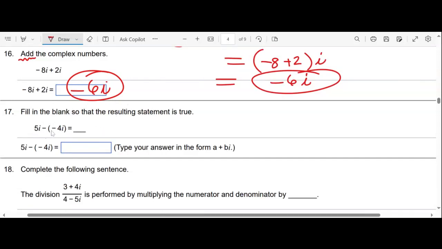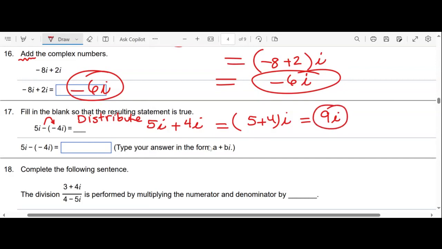Okay, 5i minus negative 4i. What should I do with the negative? What do you call it? Distribute. Negative times negative? Positive. And what else do we have here? 5. Can I add 5 plus 4? It will give you 9. So your answer is 9i. You put the answer here. Okay?